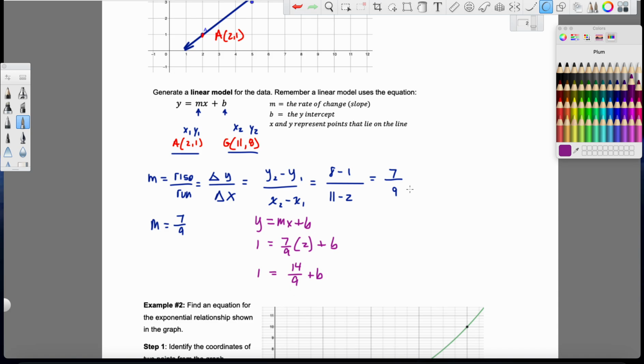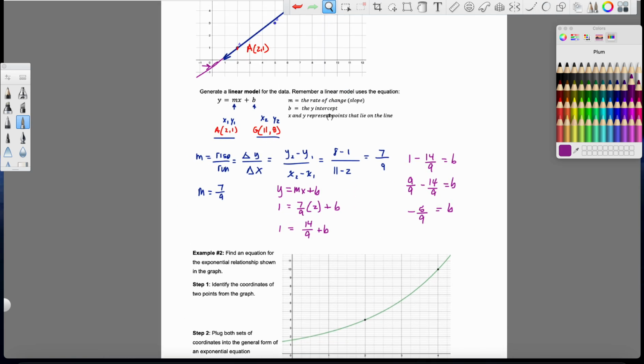And now I can subtract 14/9 to the other side because I'm trying to solve for b. I can rewrite 1 as 9 over 9. And b is negative 5/9. So negative 5/9 is almost negative a half, and we could see if we extend this line here, I didn't quite do that well, but you could see it should be hitting, that's our y-intercept.